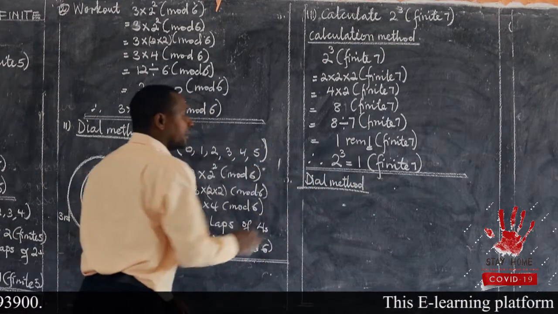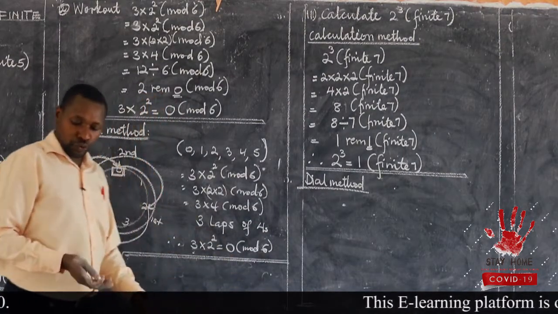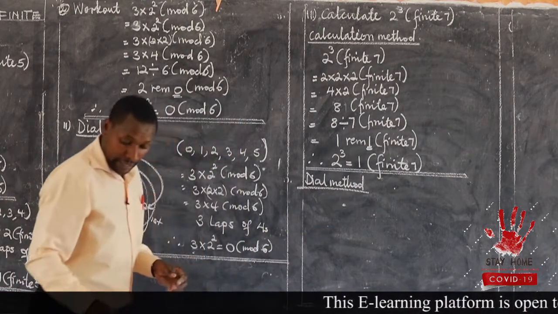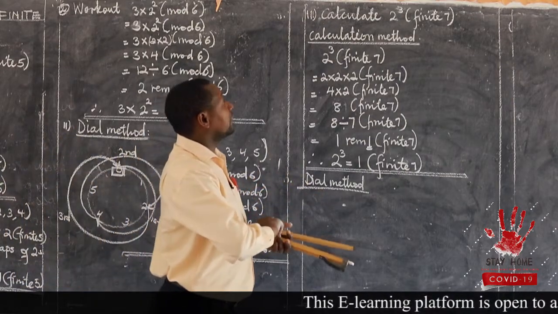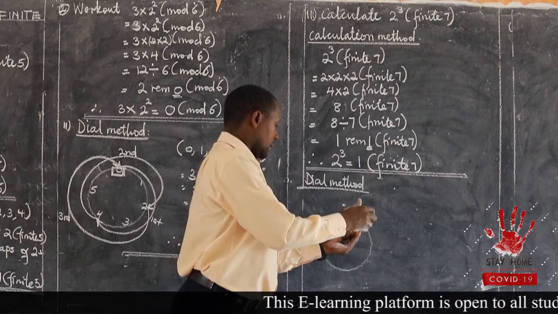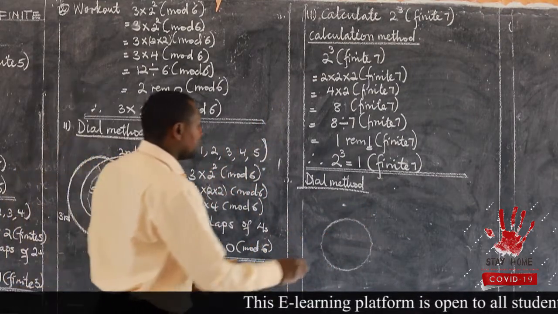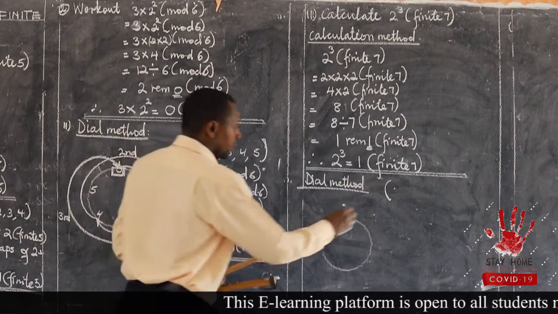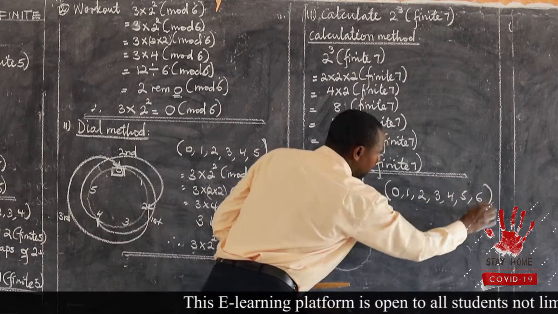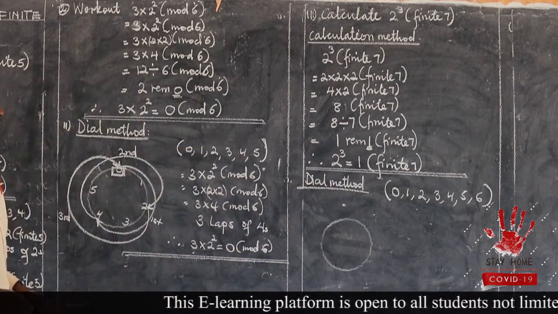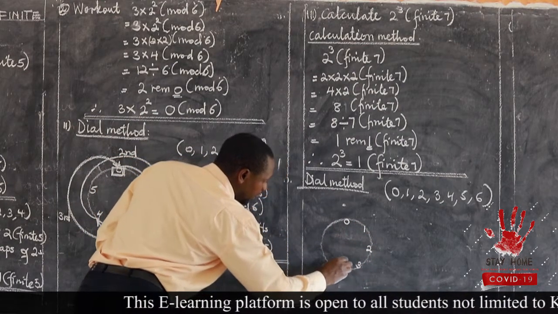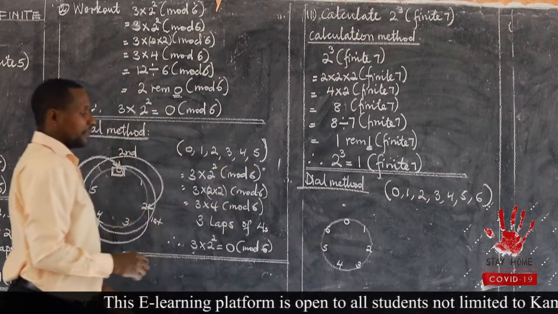How do we go about dial method? In the case you have been given 2 to the power 3. Yes. In this case, if you have been given 2 to the power 3, let's first look. If it is finite 7, and our dial is as simple as that, remind yourselves which digits are used in finite 7. We have 0, 1, 2, 3, 4, 5, 6. Hope you have not put 7. Likewise, when it comes to the dial, we shall not involve 7 there. So we shall have our 0, 1, 2, 3, 4, 5. Lastly, we have 6 there.